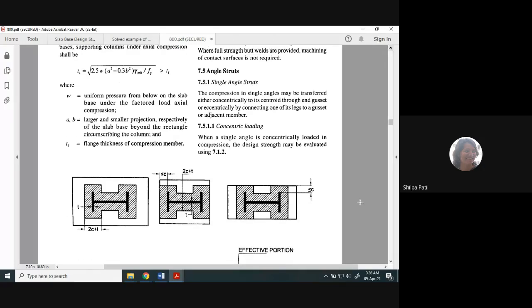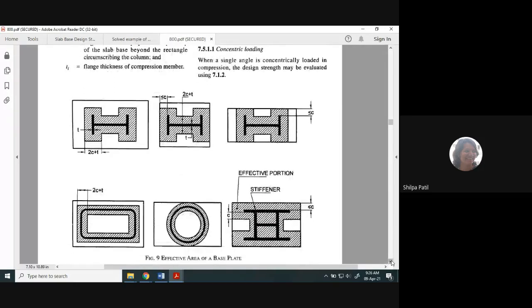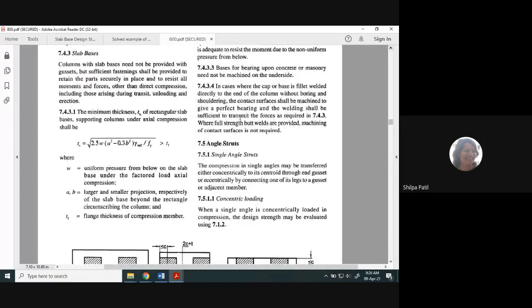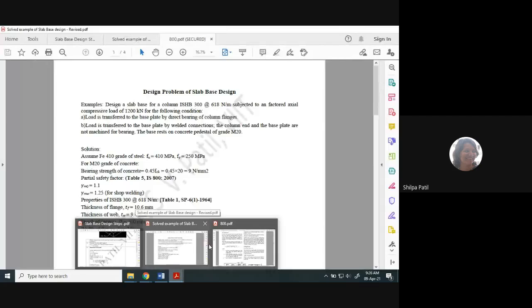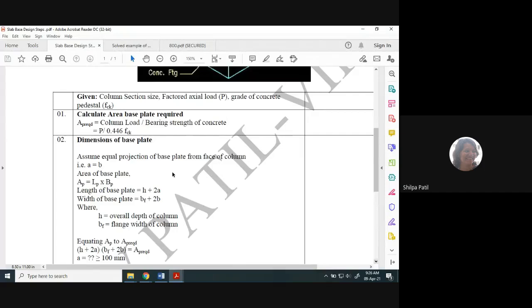I always consider the full area of the base plate for the calculation. So now let us see the design steps. Once we calculate the area of the base plate required, we need to calculate the dimensions. Now the dimensions will be L and B.